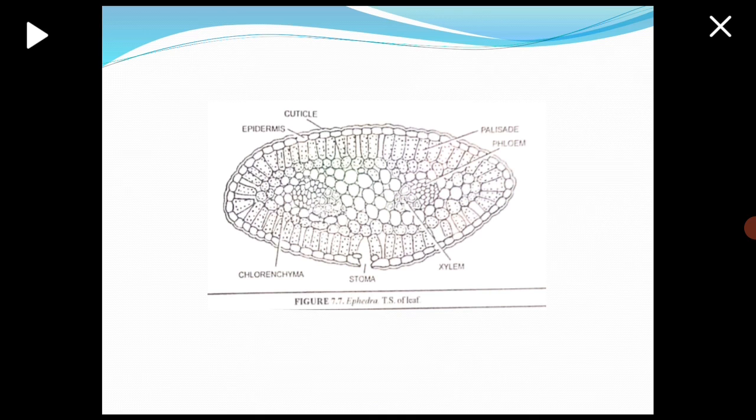The epidermis is followed by a single layer of colorenchymatous palisade, followed by spongy parenchyma. Each leaf has two vascular bundles in the region of the midrib. The vascular bundles are conjoint, collateral, and closed, with xylem facing towards the adaxial side.